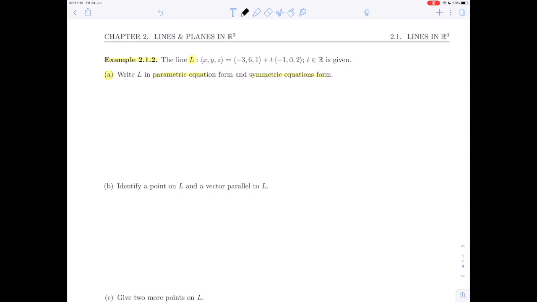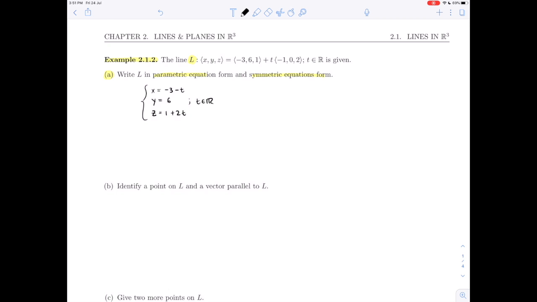And so we have to remember from the previous video how to do this. Parametric equation form we read by components. So x is minus 3 minus 1 times t, and y is 6 plus 0t, and z is 1 plus 2t, with t in R. And that's all there is to it for writing in parametric equation form.